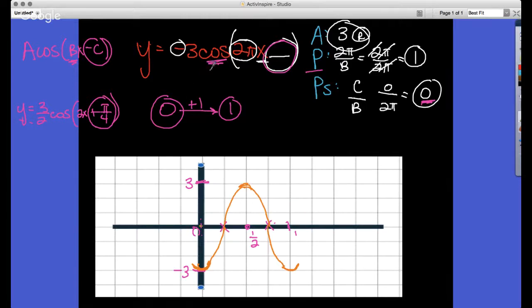Just a heads up, if this was a secant graph instead of cosine, the only difference is I would have asymptotes right here. I'd still graph it the same way, and I would have a parabola going down, up, and one going down right here, okay? And that would be all I would need to do there, okay?